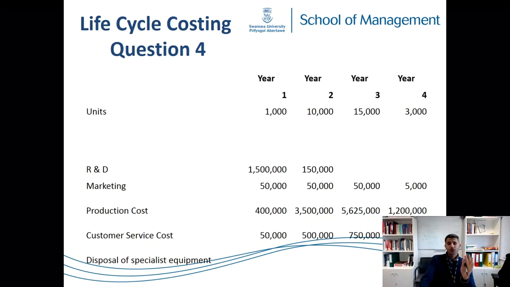What's your job really? You just need to combine all of them here, because you do not need to multiply the units by the variable cost or the production cost. Why? Because the question gives you the total production cost. You just add them all together: research and development, marketing, production cost, customer service cost, and disposal of specialist equipment, for all 4 years together.